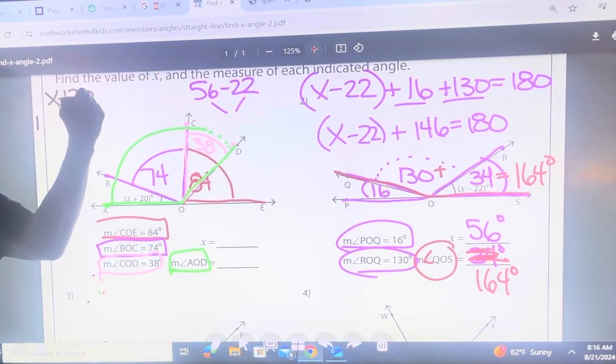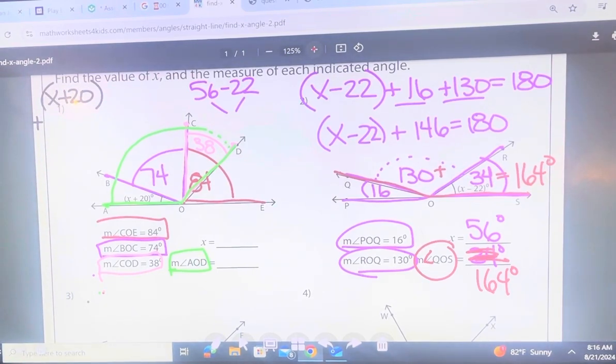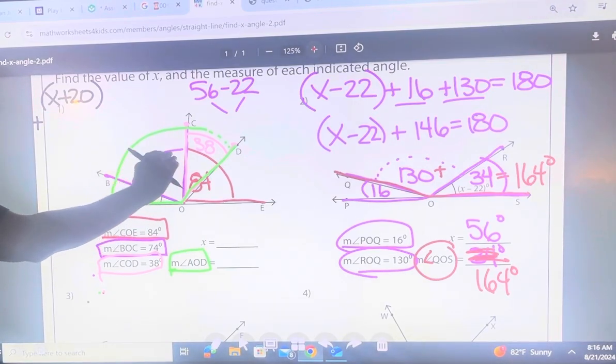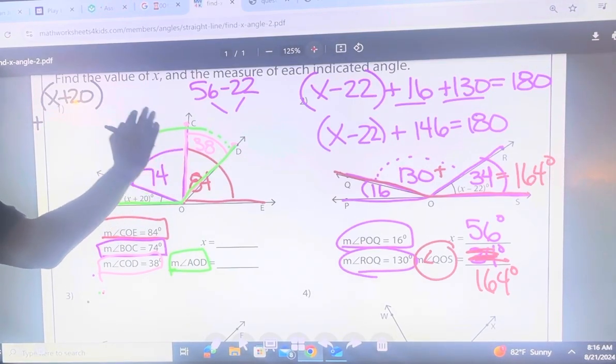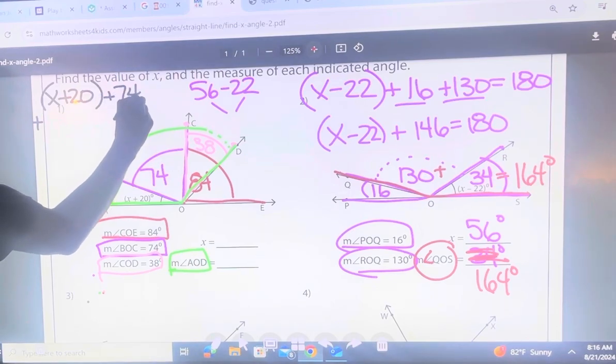plus... I hate that I did it this way. What else am I adding? Remember I got this here in the green, x plus 20 plus what? 38. Now before that, 74 plus what else? The 38.